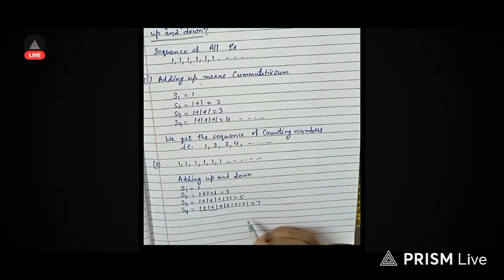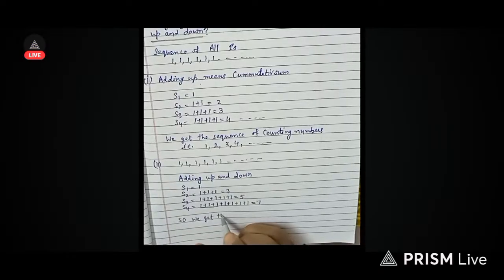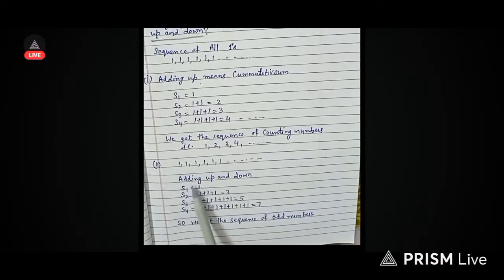These are all what? Odd numbers. So we get the sequence of odd numbers when we start adding up and down the all ones sequence.